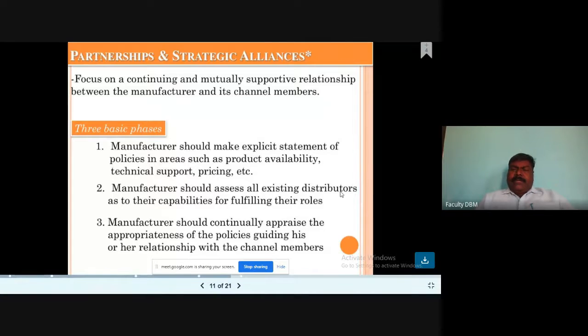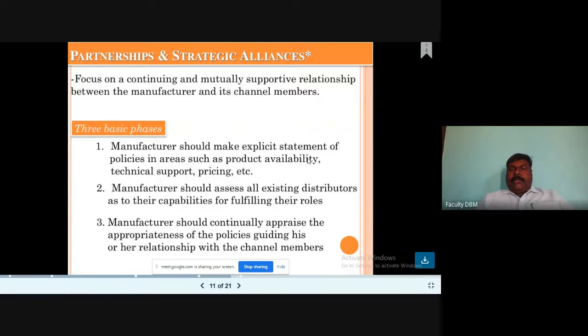Manufacturers should assess all the existing distributors for their capabilities in fulfilling their roles. Manufacturers should continuously appraise the appropriateness of policies guiding these, so that when they come into strategic alliances and partnerships, it is compulsory. They have to concentrate on product availability, which means the store should have their product available every time, and on technical support, in case of any problem. And pricing means some part of the margin money they have to give to these fellows, or some percentage of profit should be shared with them.